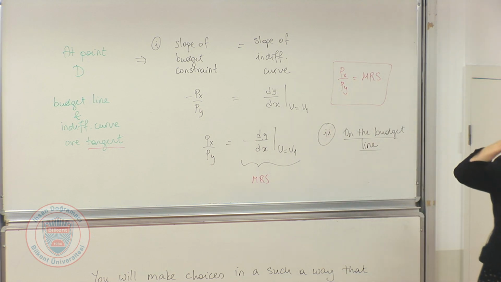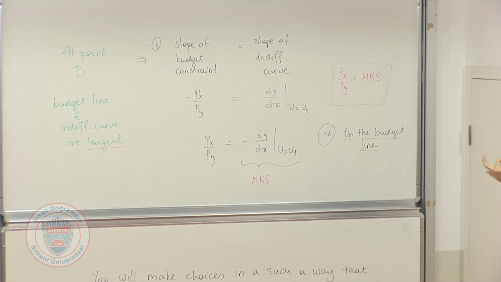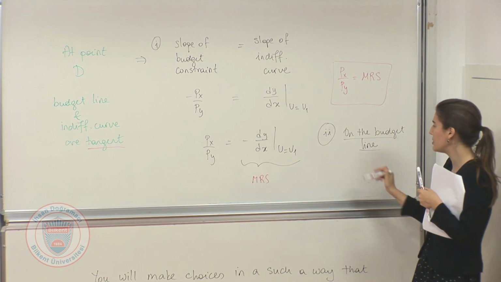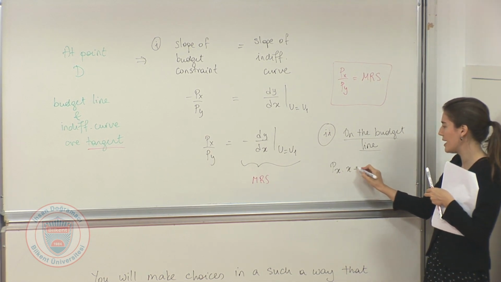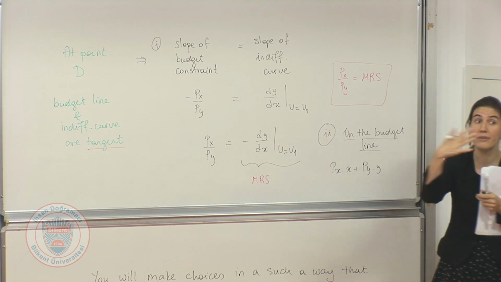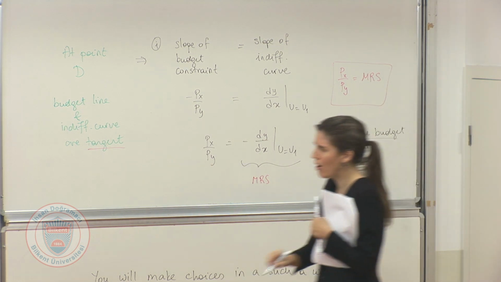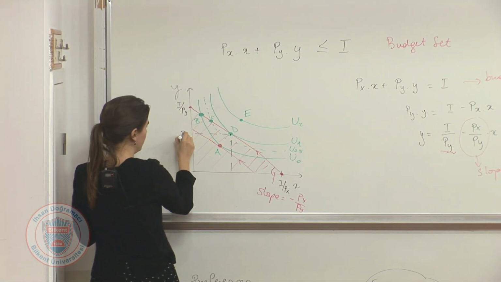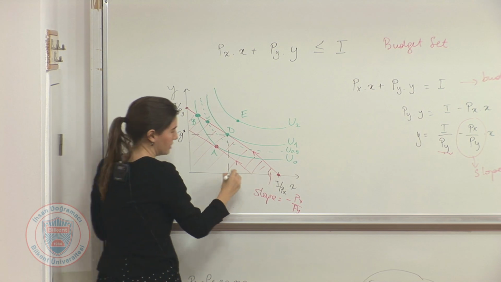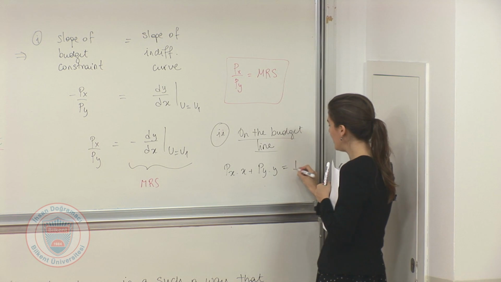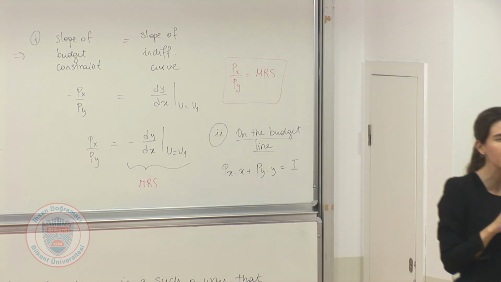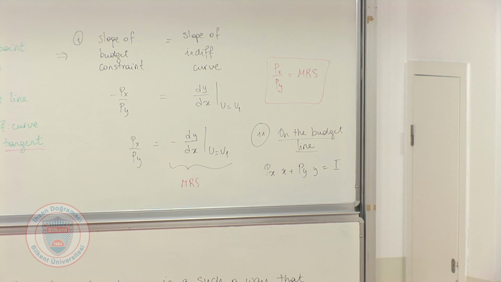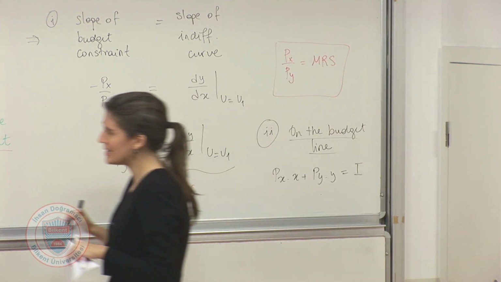That's what tangent means. Otherwise, if it doesn't touch, the fact that slopes are the same doesn't mean anything. So it should be on the budget line, meaning that px times x plus py times y, whatever the optimal x and y are, and we're going to call them x star and y star, should satisfy the budget constraint, okay? So now, this is the case.